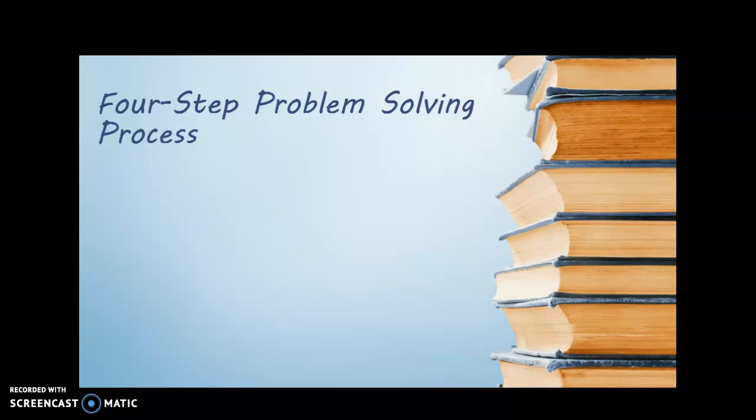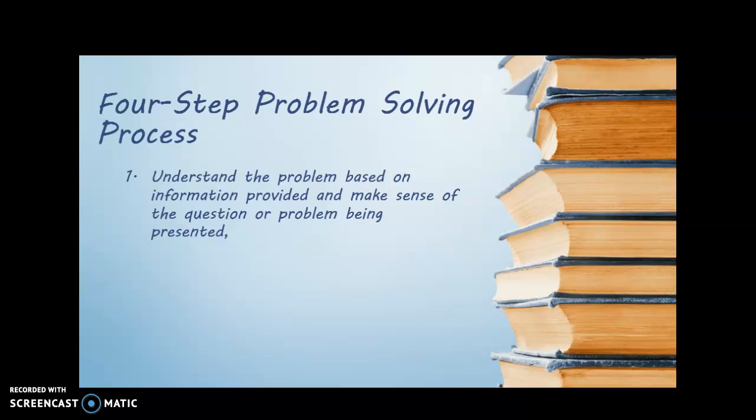So we're going to talk about the 4-step problem-solving process. All right, here we go. The first step in solving a problem is understanding the problem based on the information provided and make sense of the question or problem being presented. So what do we say we are going to do today? What will our problem be?